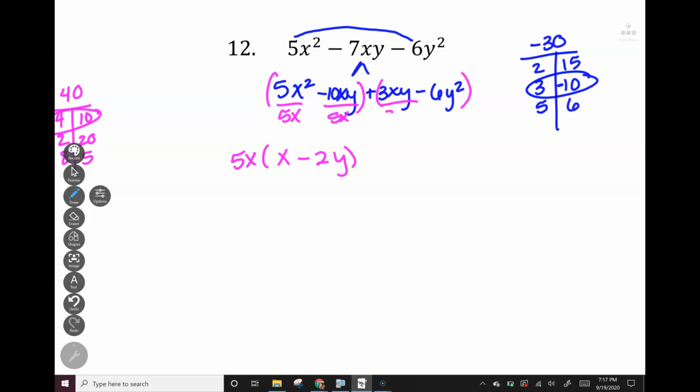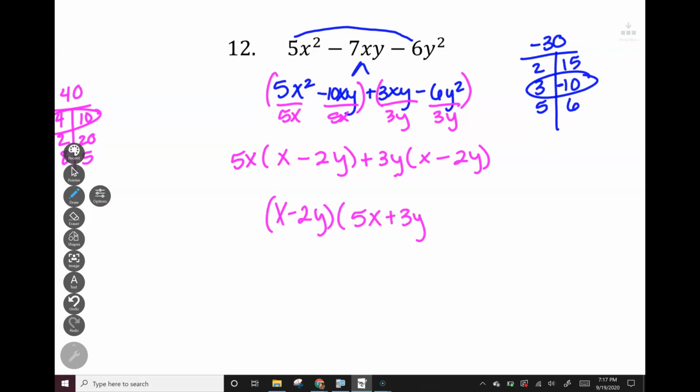GCF here is 3y. Okay. GCF now is x minus 2y, so put that x minus 2y on the outside, leaving you with the 5x plus 3y. Okay, so see how we literally did the exact same process that we've been doing on the other ones, even though there was another variable involved.